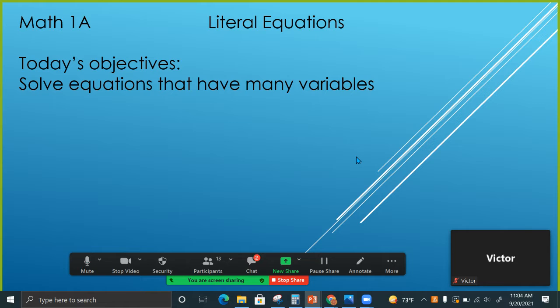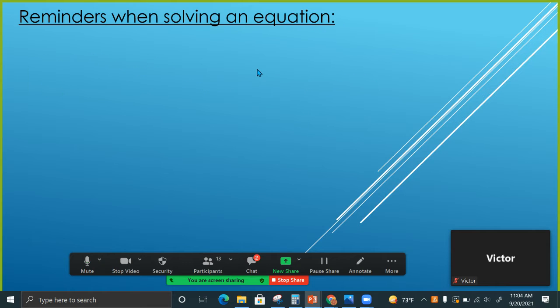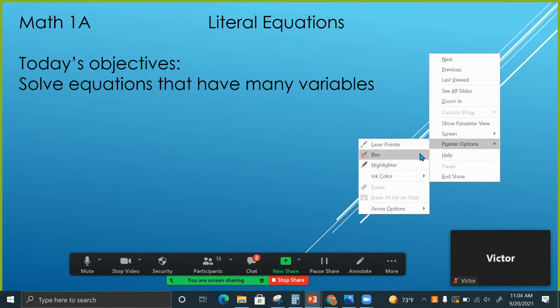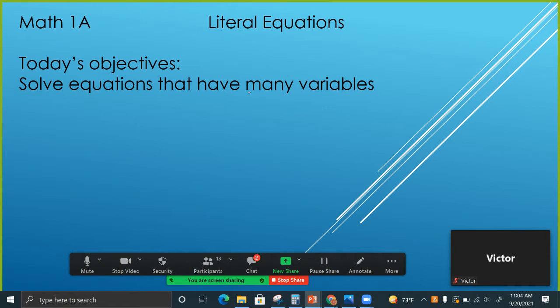All right, so here's our objectives today. The lesson is called literal equations, literal with a T. And our objective is to solve equations that have more than one variable in it.